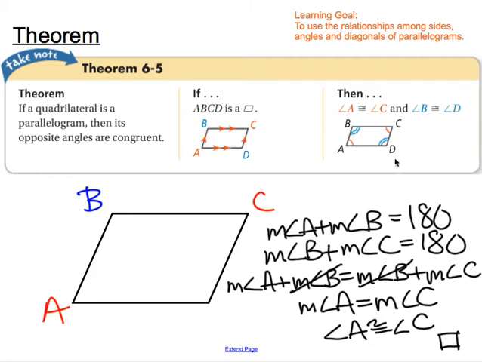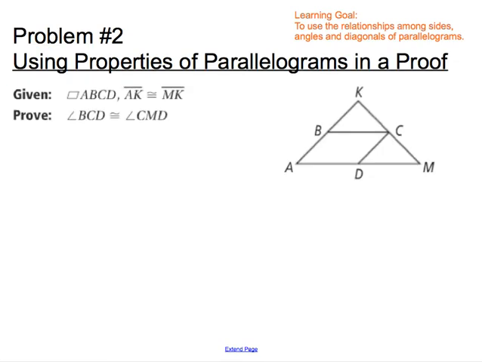So this is a rough outline of a proof of this theorem. To prove that B and D are congruent, we would use B paired with C and C paired with D, the same way we've used A and C here paired with B. Let's use the properties of parallelograms in a proof. We're given that ABCD is a parallelogram, and we're given that AK is congruent to MK.